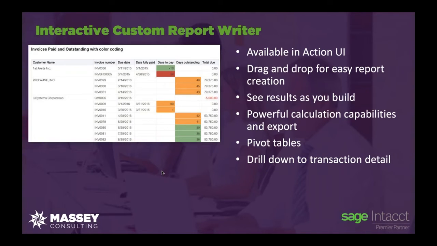There's two ways to license it, basically. You can either license the report writer, and then it's available within your organization, or you can purchase a license to run interactive custom report writer reports and have your friendly neighborhood Sage Intacct consultant, such as Massey Consulting, write a report for you, load it into your environment, and then you can run it.